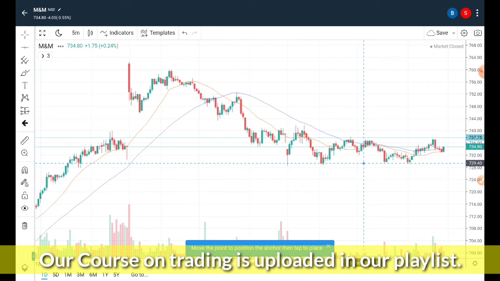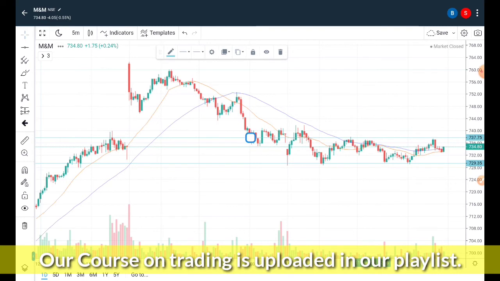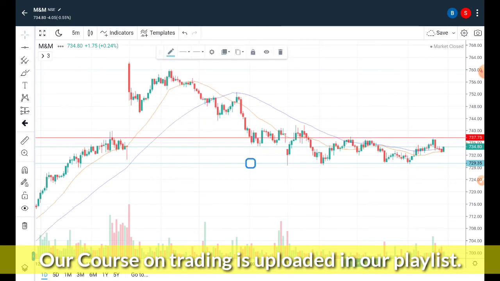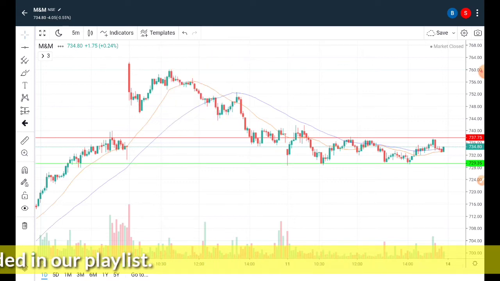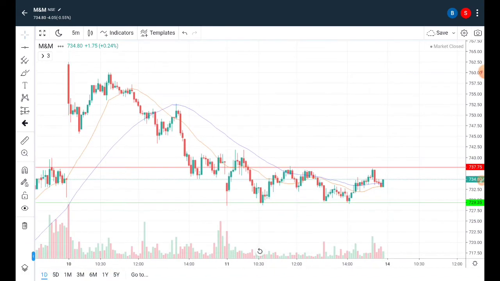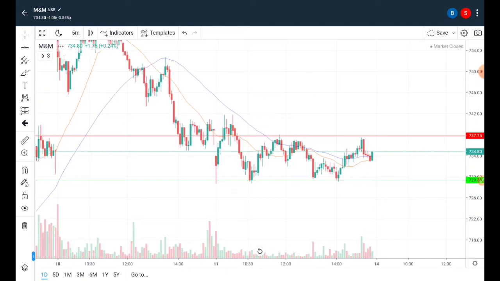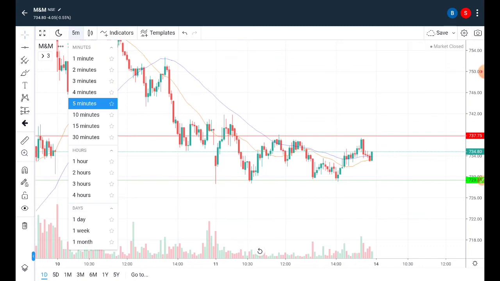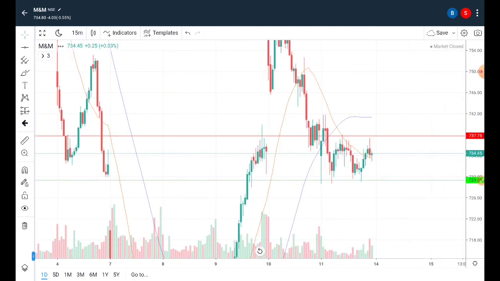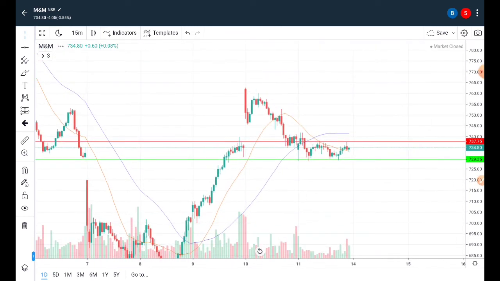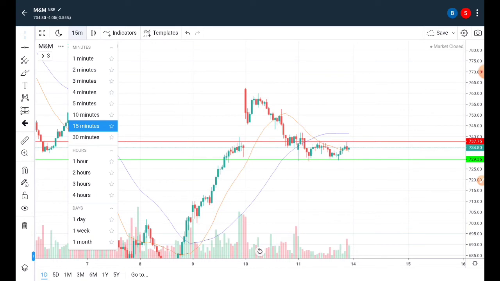Just check out these lines. Let me change the color to red and the other one to green. The stock is in between these lines, and it is respecting these support and resistances. Now let's change the time frame to 15 minutes. See, the stock is still in a sideways trend.